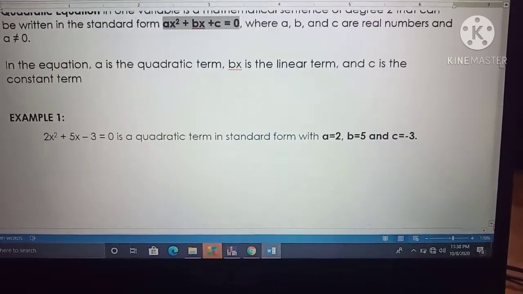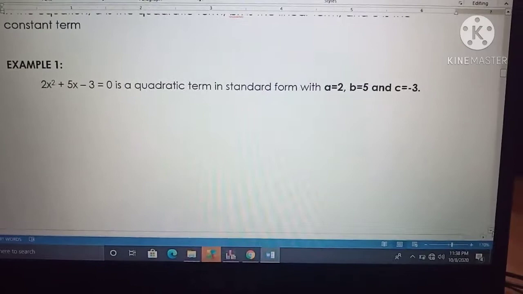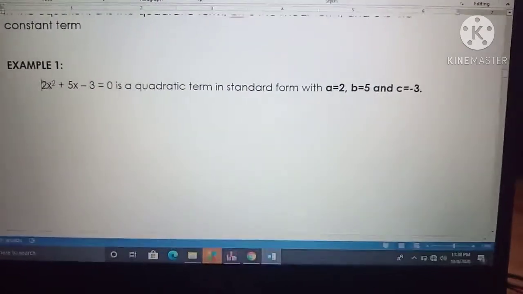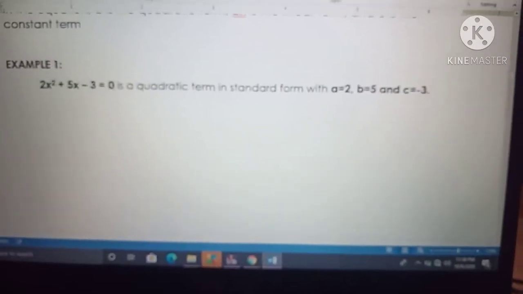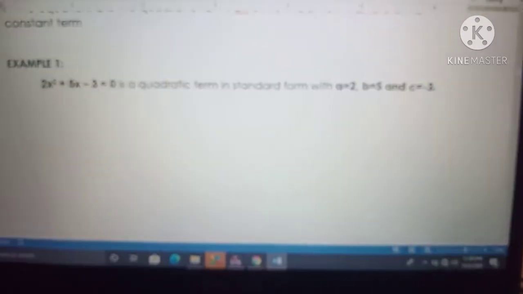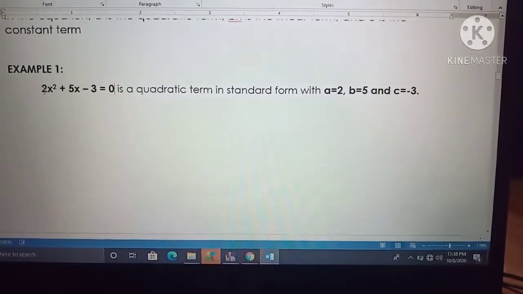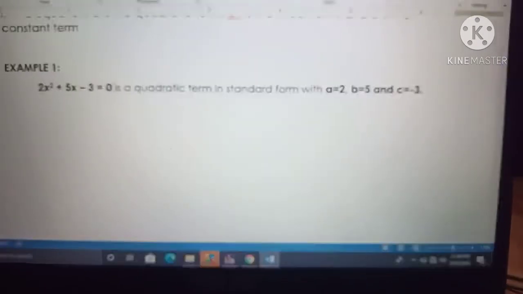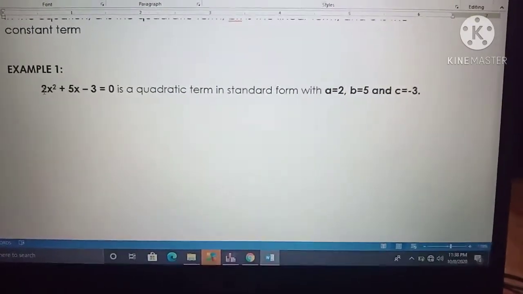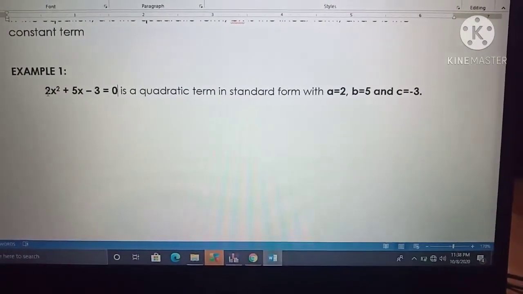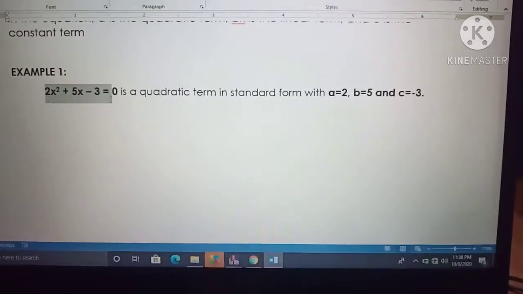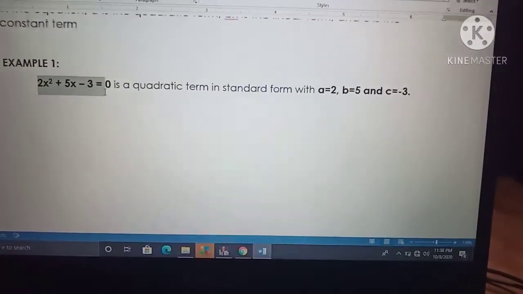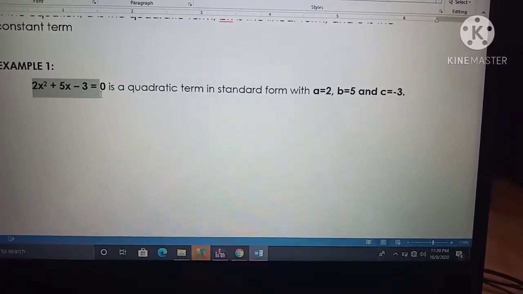So, paano natin siya ma-identify? So, for example, we have 2x squared plus 5x minus 3 is equals to 0. So, what do you think? Ano yung palagay nyo sa equation na to? Nakalagay ba siya sa standard form? O hindi? Kasi kapag ang isang quadratic equation ay hindi nakasulat sa standard form, kailangan mo siyang gawing standard. So, in this equation, 2x squared plus 5x minus 3 equals 0, this equation is written in standard form.